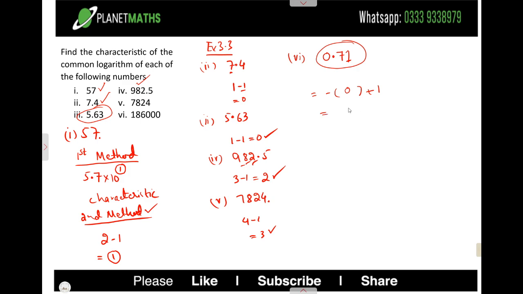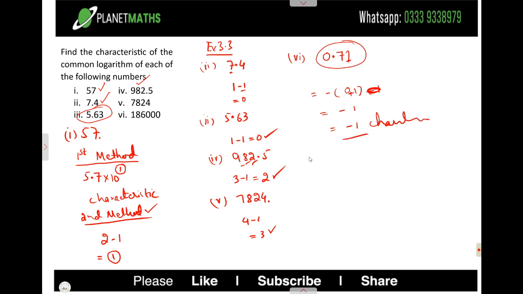So your answer will be minus 0, and plus 1. Put the plus sign over here. So your answer will be minus 0 plus 1, minus 1. So the characteristic in this case will be minus 1.